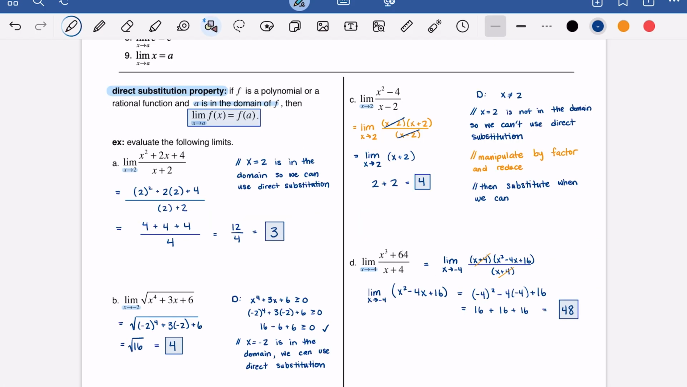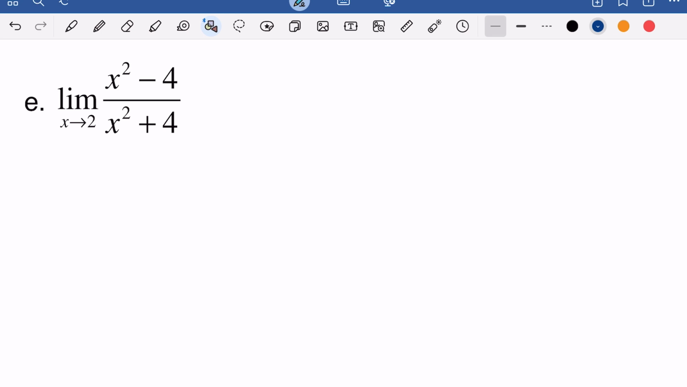So in sum, we are going to always try to use direct substitution by checking to see if our limit value is in the domain. If it's in the domain, we just plug that value into the function. If it is not in the domain, we're going to try to rewrite the function so that it allows us to use the substitution method. Here's a great chance to pause the video and try one on your own to see if you can get this.